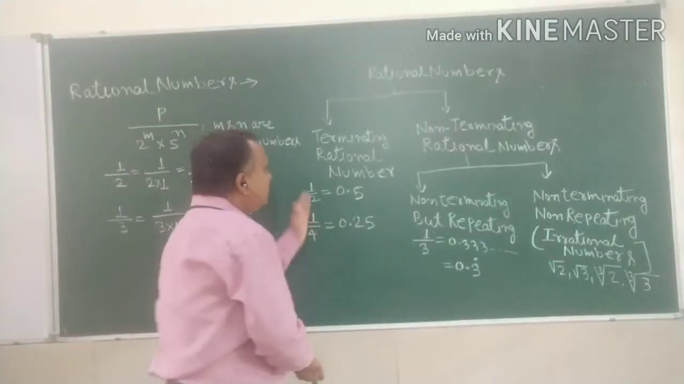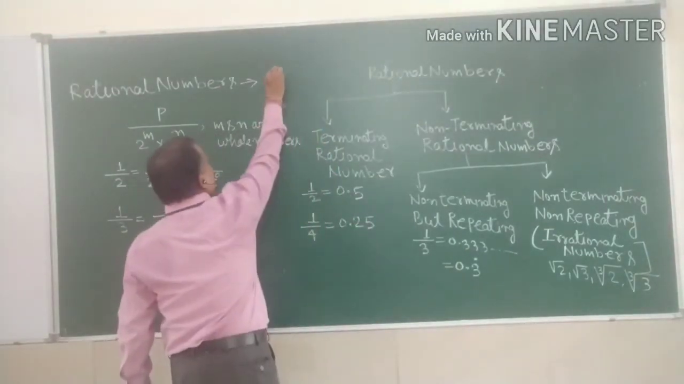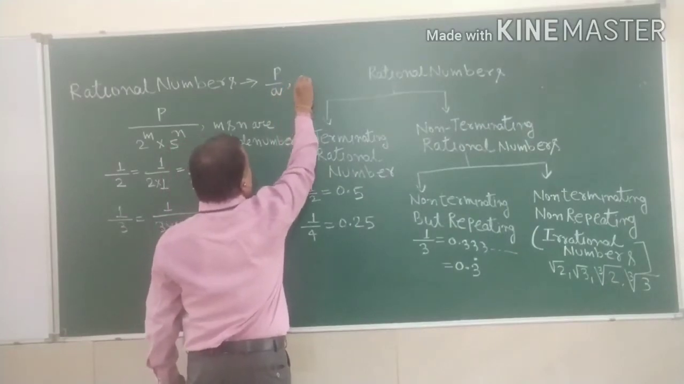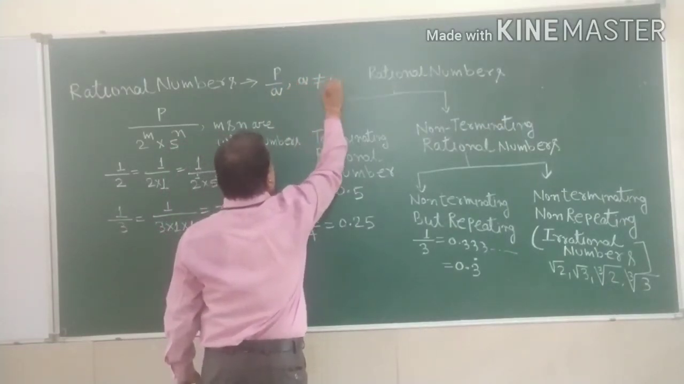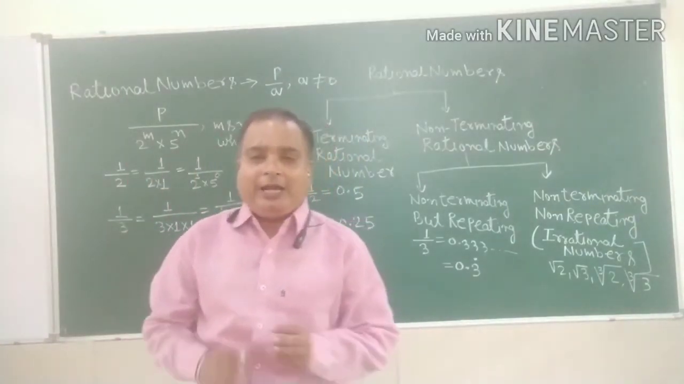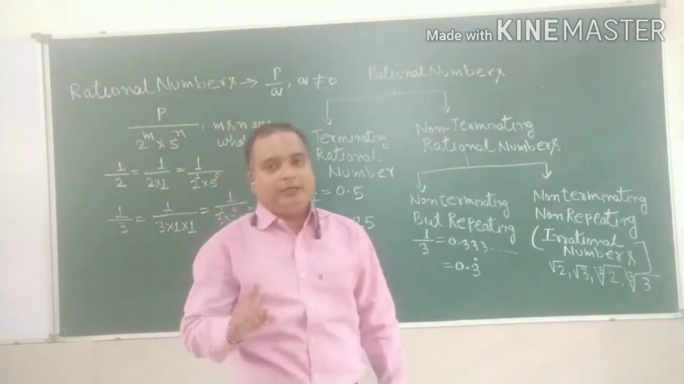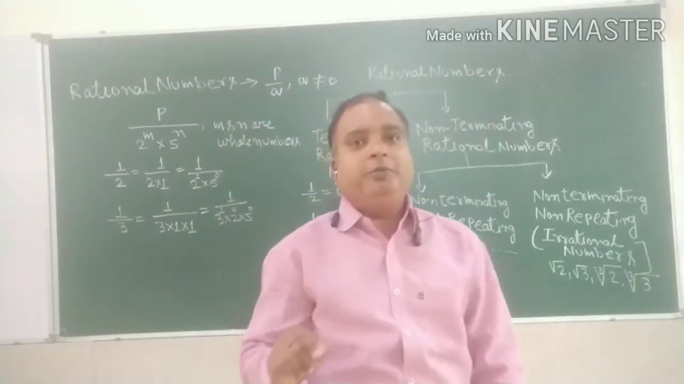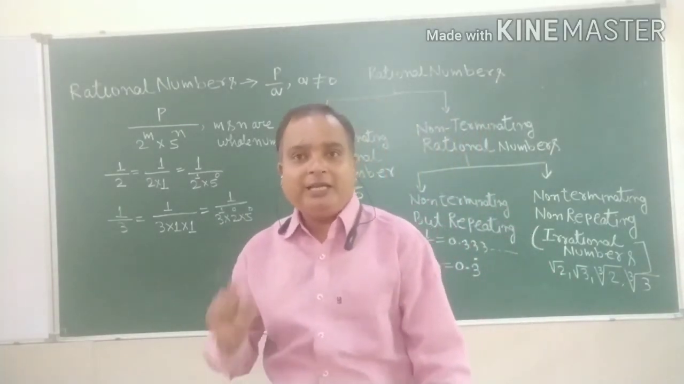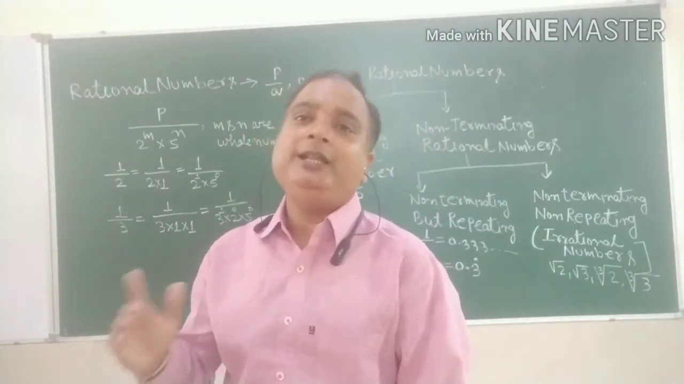So now the topic is rational numbers. I already explained a number that can be represented in the form of p upon q, where q is not equal to 0, such that the numerator and denominator have only 1 as a common factor. It means simply we can say the numerator and denominator both should be in simplest form, or there is only one common factor between the numerator and denominator.